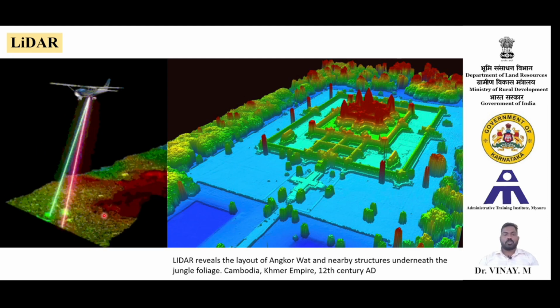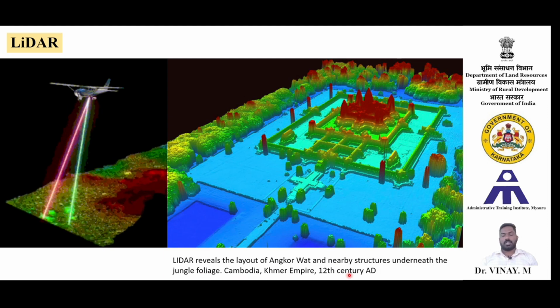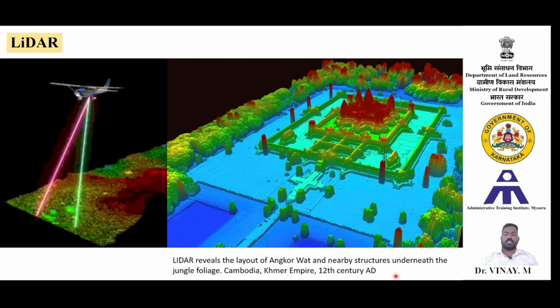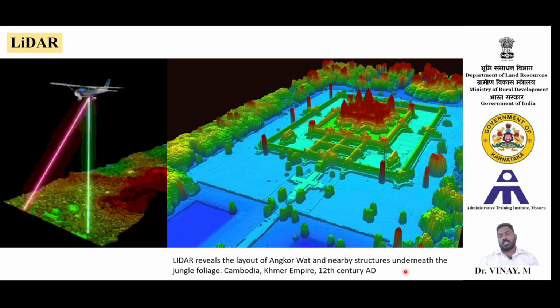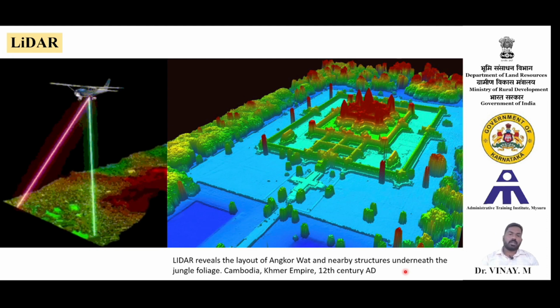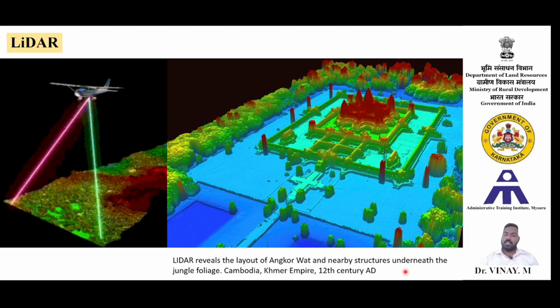One of the great breakthroughs of lidar technology is that archaeologists revealed the layout of Angkor Wat and nearby structures underneath the jungle foliage in Cambodia, an empire buried in the 12th century. That means for almost 800 years Angkor Wat was buried, but with the help of LiDAR, the hidden structures were identified, and the entire dense jungle was cleared out.